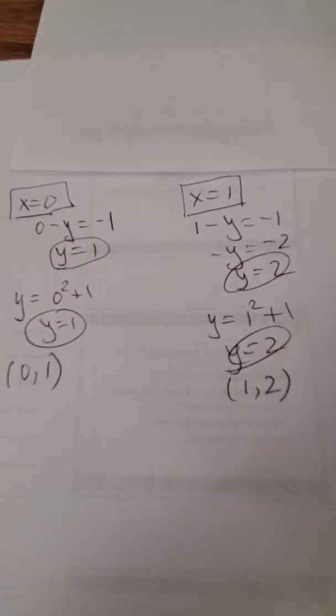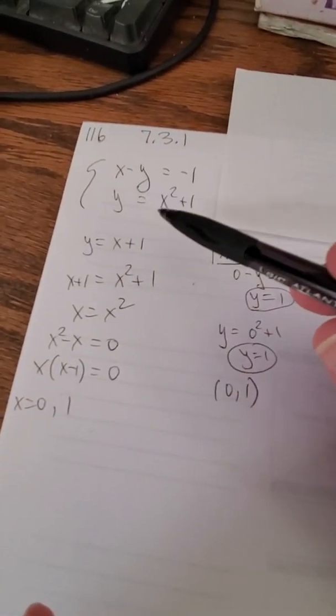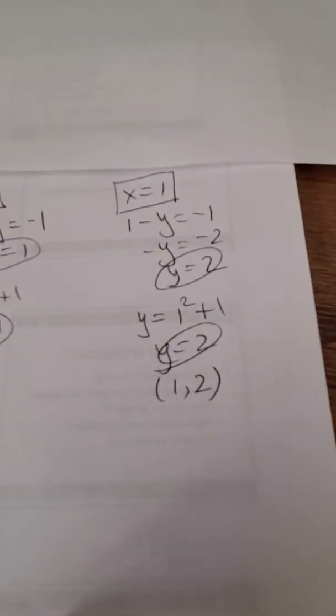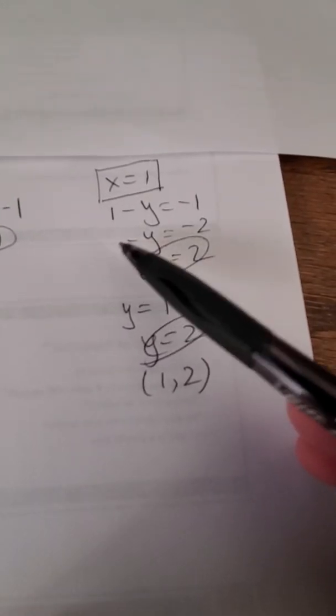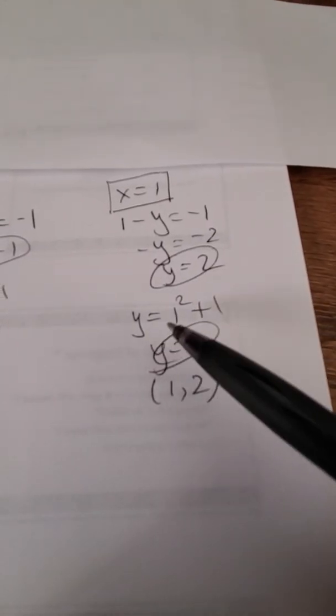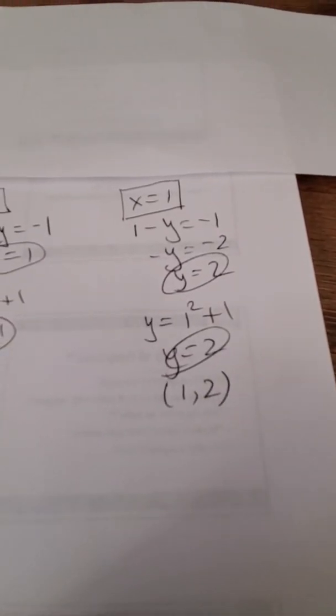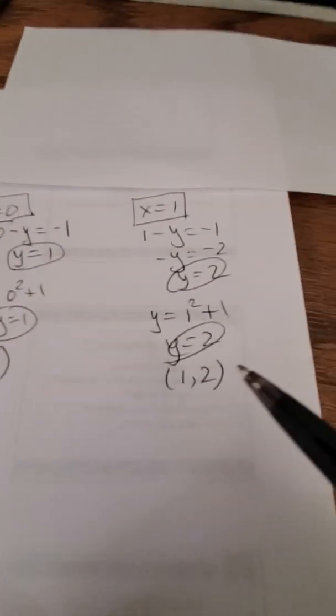Now I want to look at x equaling 1. So if x equals 1, again, I plug 1 in for x here, then I plug 1 in for x there, and I must get the same y value each time, otherwise it doesn't count. 1 minus y equals -1, negative y equals -2, y equals 2. y equals 1 squared plus 1, again, y equals 2. So this represents the point 1, 2. So there are two solutions, 0, 1, and 1, 2.